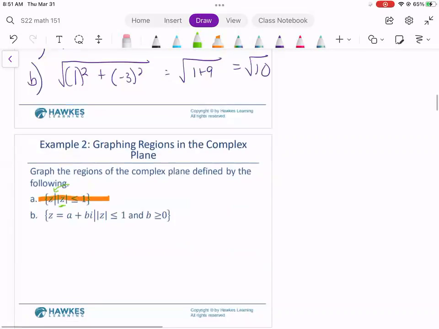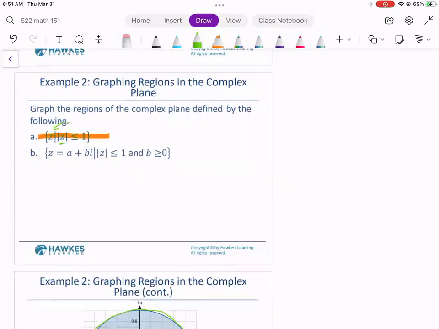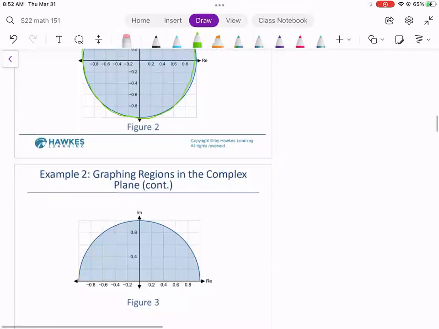It's a circle. Likewise, if we look at this example, z is equal to the complex number a plus bi, such that the magnitude of z is less than or equal to 1. So we're going to have this radius still of 1, but the b's are all positive. Notice that keeps us above the real axis, giving us just a semicircle.